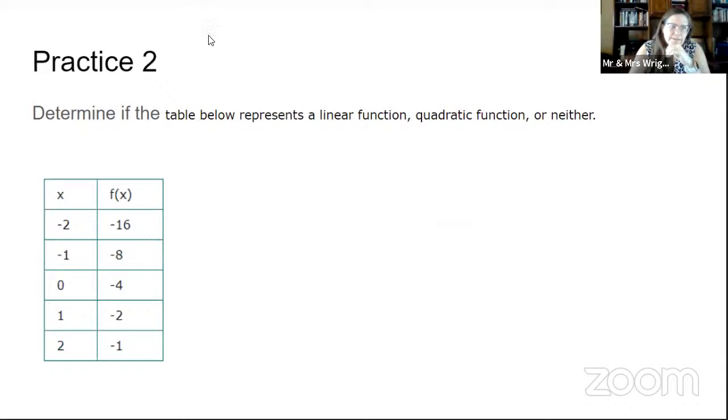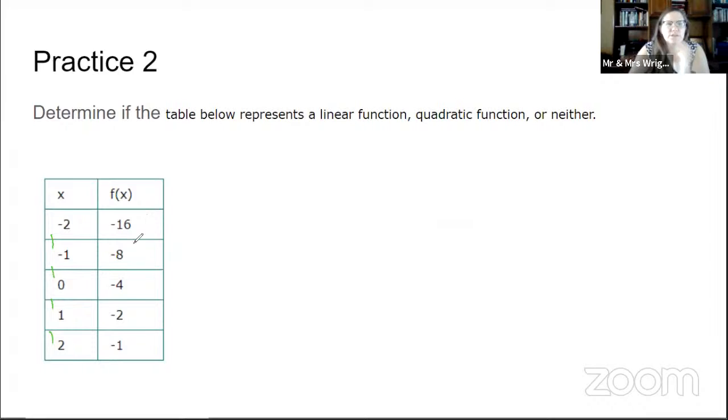All right. So let's look. -2 to -1 is 1. -1 to 0 is 1. 0 to 1 is 1. 1 to 2 is 1. So we only need to focus on the y's. The difference between 16 and 8 is 8. The difference between 8 and 4 is 4. The difference between 4 and 2 is 2. And 2 and 1 is 1.